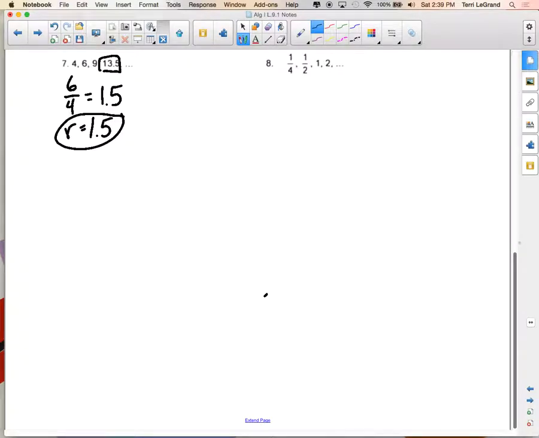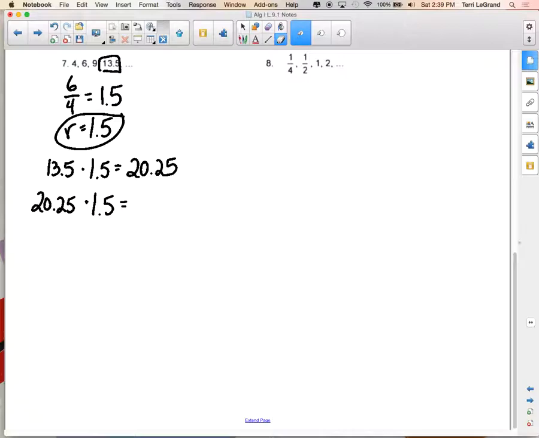And now we are going to do our multiplying. 13 5/10 times 1 5/10. And write down all of the digits that happen in these. There's nothing that says to round, so this is going to be 20 25/100. Now we'll take that term times our multiplier, our R value. What do you get? Go ahead and multiply it out.